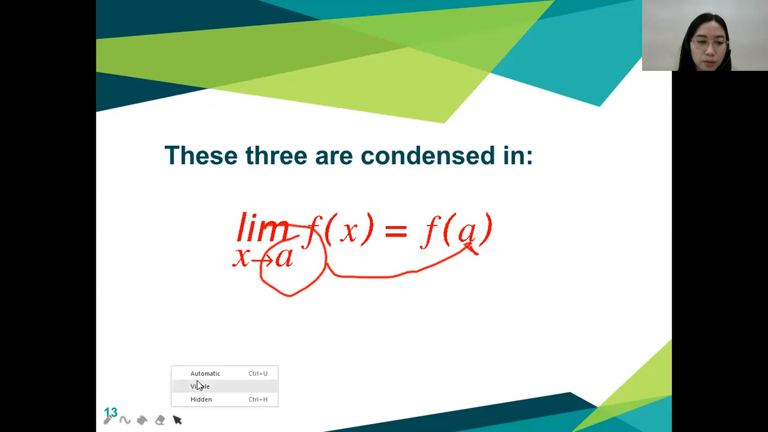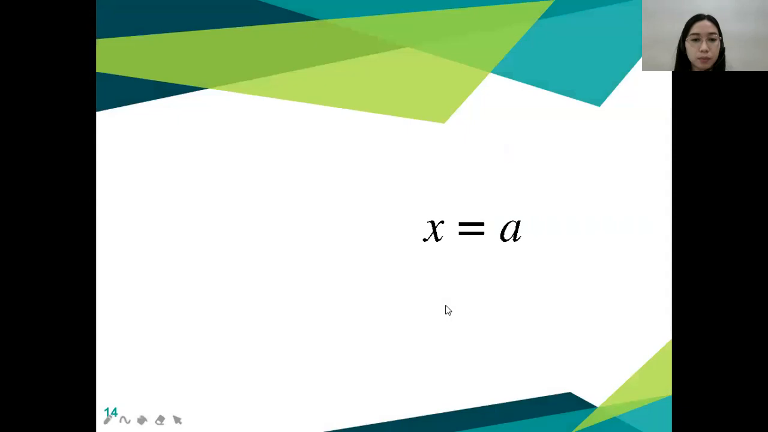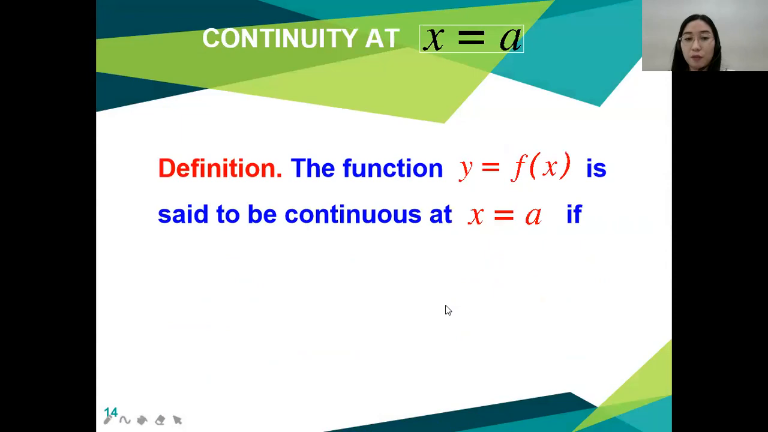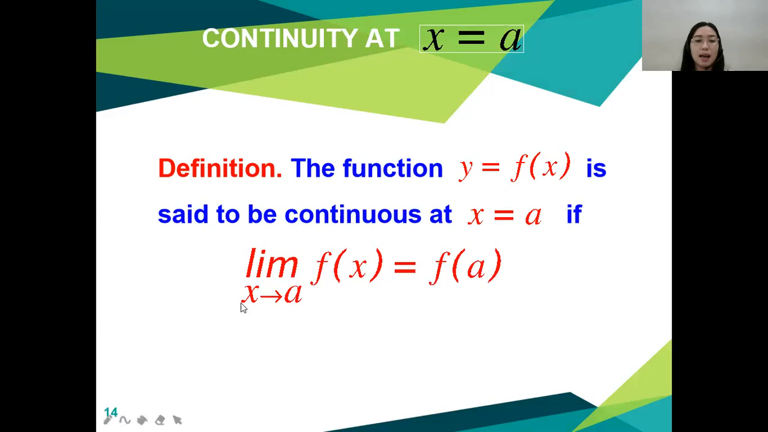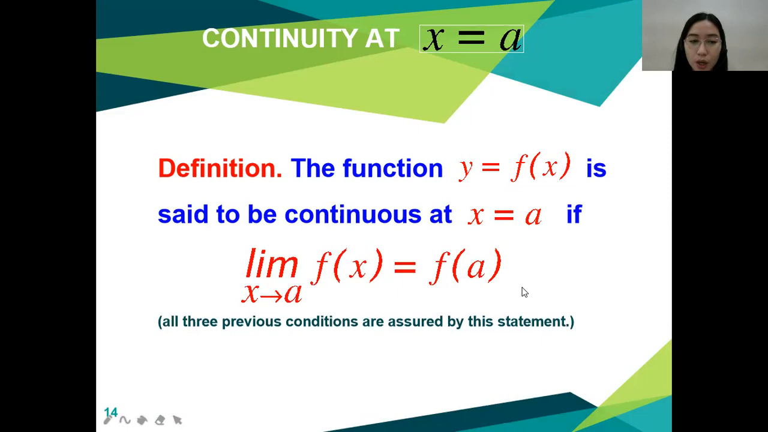So, the limit of f of x as x approaches a is equal to f of a. So continuity at x is equal to a. So with the definition, the function y is equal to f of x is said to be continuous at x is equal to a if the limit of f of x as x approaches a is equal to f of a. So all three previous conditions, katong no holes, no jumps, and no uncertainties are assured by this statement.